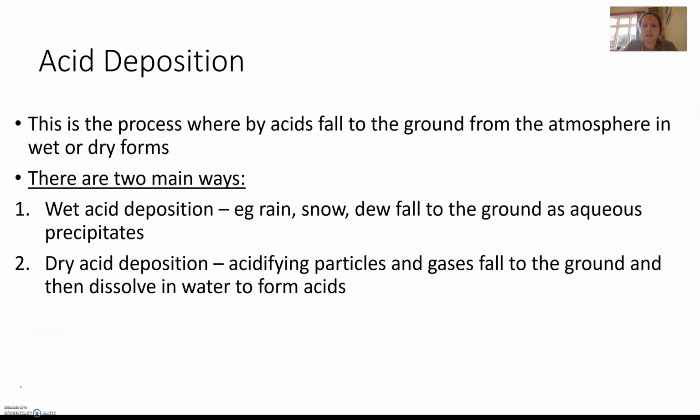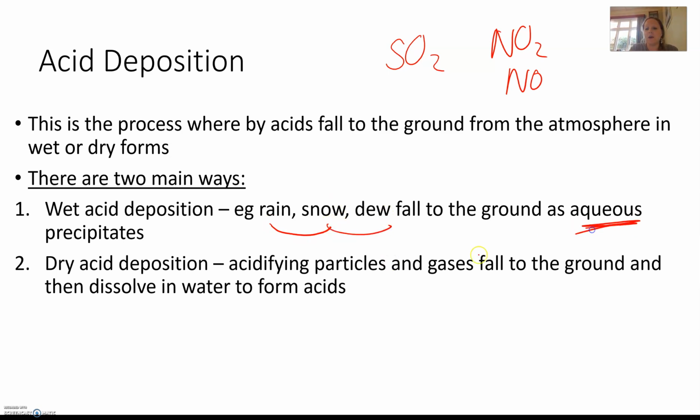So what is acid deposition? Acid deposition is when acids in the sky that are formed from these SO2, NO2 and NO oxides react to form acids in the atmosphere, and then those acids fall to the ground. Wet acid deposition is when they fall to the ground in wet form, so in the form of rain or snow or dew, as aqueous forms, whereas dry deposition is when the acid particles and gases fall to the ground and then dissolve into water bodies on the ground, you know what I mean.